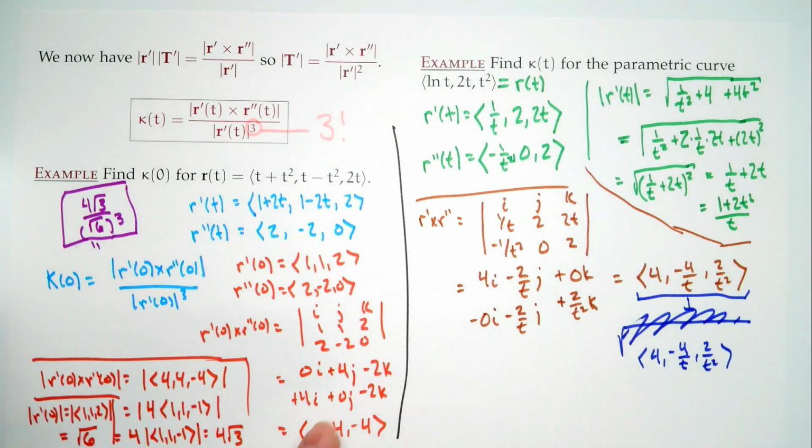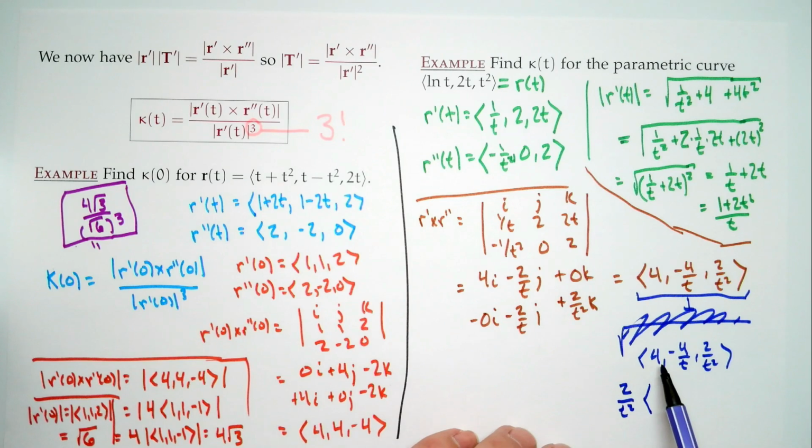Just like I pulled out the 4 over here, I can always pull other stuff out. So what's some good stuff to pull out? 2 is a wonderful thing to pull out. What else would be good to pull out? The 1 over t squared would be good to pull out because I don't like fractions. It's a weakness of mine, but I think it's useful to pull them out because the fewer fractions you have to deal with, the better it is. So 2 over t squared.